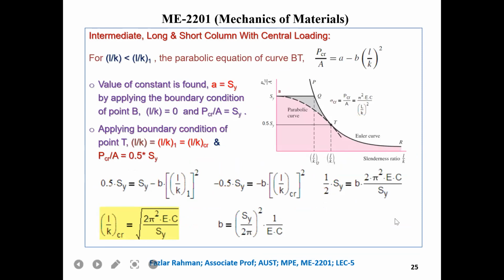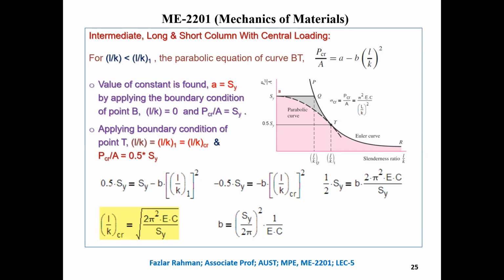How will we figure this out? Put this coordinate, point T, in this equation, because T is the common point. You can apply it in the Euler equation, then you can apply it in the Johnson equation. So you put it over here. P critical by area equals 0.5 SY. A equals SY, then minus L by K1 whole square.